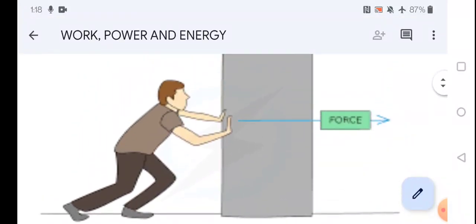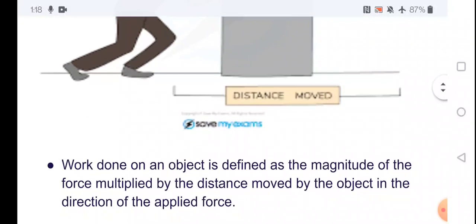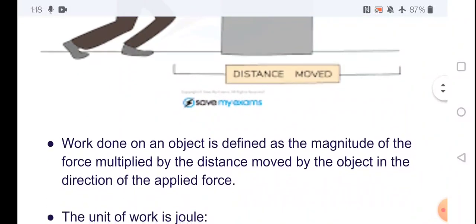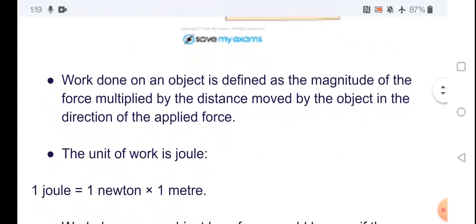That means we are applying some force on the object. After applying force on that object, it changes its position. That is called work done. Work done on an object is defined as the magnitude of the force multiplied by the distance moved by the object in the direction of applied force.